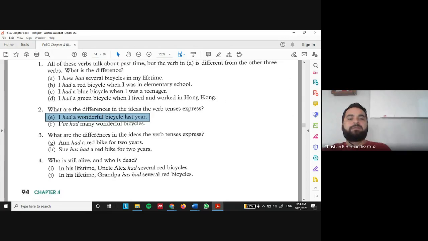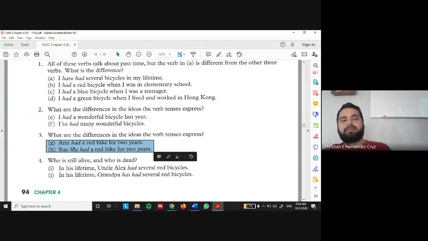Number 3, what are the differences in the ideas the verb tenses express? I don't like this question. It's phrased strangely. But anyways, once again, what is the difference that is implied between these two sentences? G, Anne had a red bike for 2 years. And H, Sue has had a red bike for 2 years.